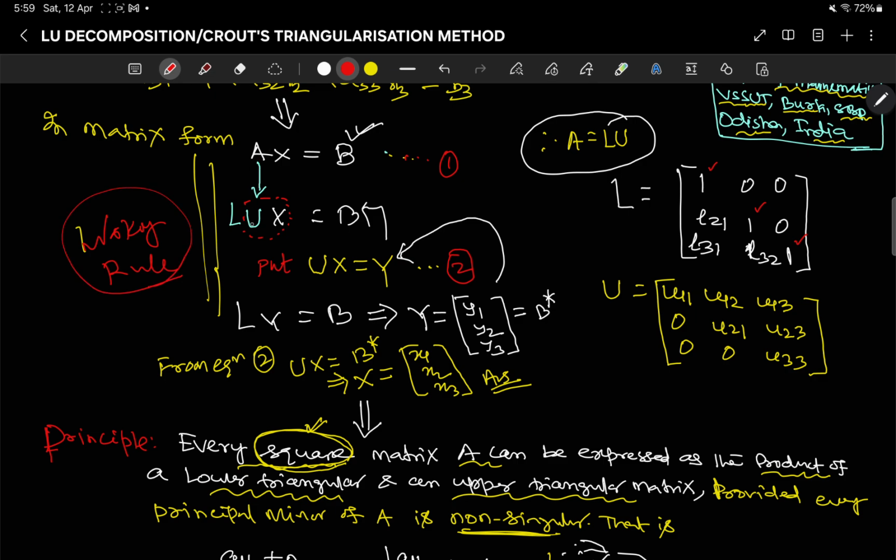First we write A as the product of L into U. I substitute Ux equal to Y. Now it is Ly equal to B. I solve it to get the value of Y. Then I substitute it here and solve again Ux equal to Y. Right, this B star means my Y. So I solve it to get this answer. Let us consider an example, then your idea will be clear.